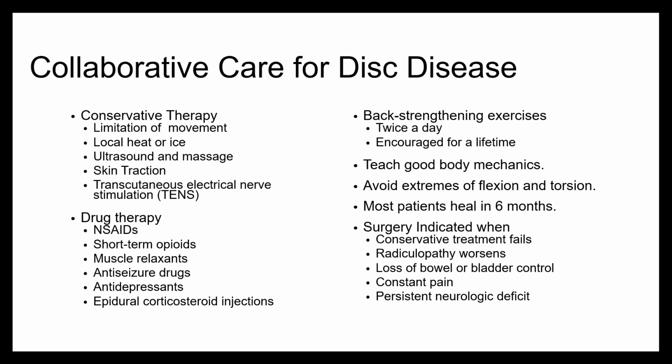Surgery is indicated if the conservative treatments mentioned previously fail, if their radiculopathy worsens, obviously if they exhibit that bowel or bladder control loss that we just mentioned on the previous slide, indicating the likelihood of cauda equina syndrome developing. If the patient's having constant pain or persistent neurological deficits, they would also be a candidate for surgery.